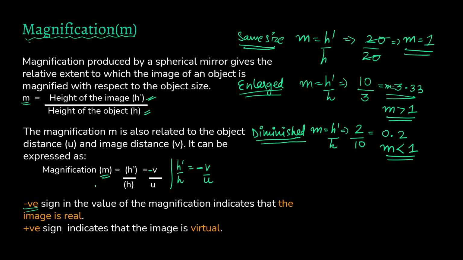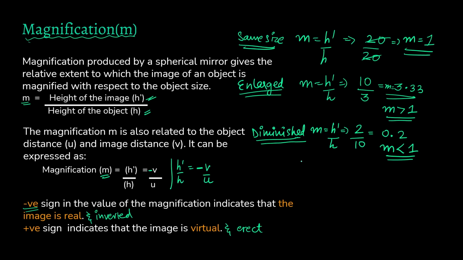Okay. So one thing that I have to tell you here is that the negative sign indicates that the image is real. So I'm going to add real and inverted here, because whenever we said that the image is real, we always said real and inverted. And whenever we said virtual, what is it that we said? We said virtual and erect. So try to use these two words always together. If you say real, always say inverted, because whenever it's a real image, it is inverted. And whenever it is a virtual image, it is erect. So a negative sign indicates that the image is real and inverted.